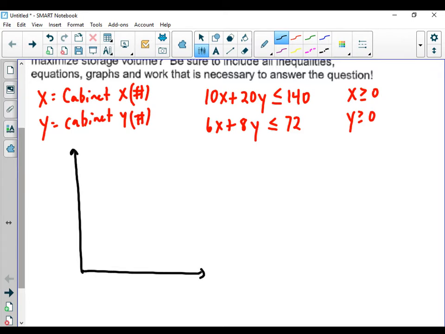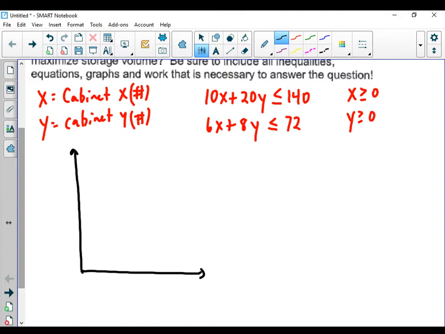So when I sketch my graph on this one, everything has to be in the first quadrant, based on the fact that X had to be greater than 0 and Y had to be greater than 0. I'm going to use the X and Y intercepts to set up my graph. For instance, on the first inequality, we're setting up a border here, so I'm going to treat it like an equation. The x-intercept would be when y equals 0, or in other words, when 10x is equal to 140.